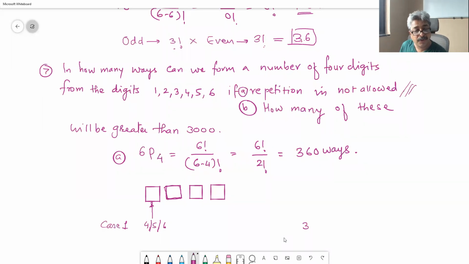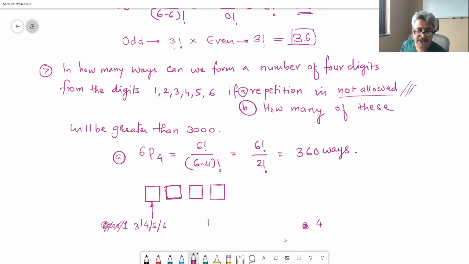First place can be occupied in 4 different ways. Because we don't have zeros, we cannot produce a smaller number. Even if we have 3 here, it will be greater than 3000. And then we have 3 digits. Repetition is not allowed. Therefore, 1 digit we have consumed here out of 6. Now we are left with 5 digits. So there is no 2 cases, only 1 case.